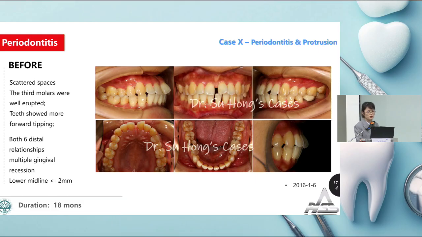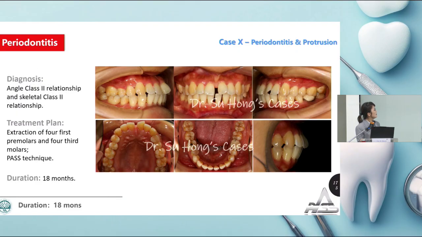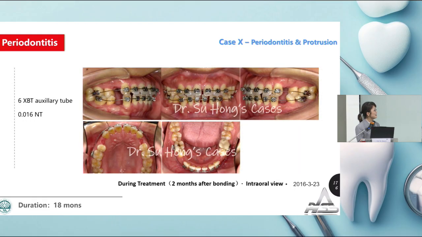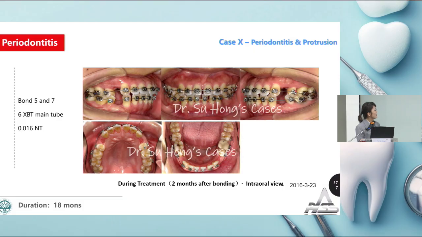The intraoral view showed that all the third molars were well erupted, and the teeth in front of them showed inclined, forward tipping. Then we extracted the 4/4 and used the PASS technique. The duration is 1.5 years, 2 months after bonding. We bond 5 and 7.